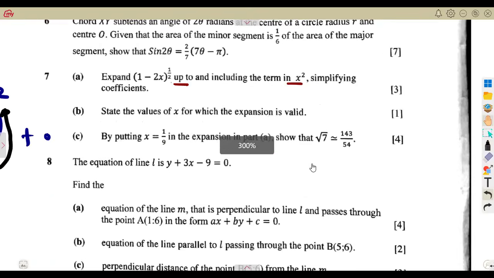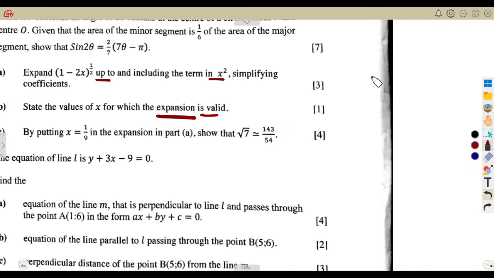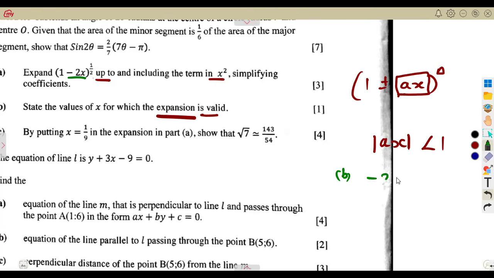Then from there, state the values of x for which the expansion is valid. So whenever you are given this format, guys, when the expansion is valid, you are given something of this nature, 1 plus or minus ax raised to a certain exponent. For this to be valid, you concentrate on ax. The modulus of ax is supposed to be less than 1. In this case, the part of ax we consider is the minus 2x. So the modulus of minus 2x is supposed to be less than 1.